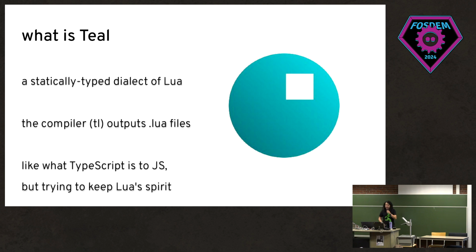Teal is a statically typed dialect of the Lua language. So if you know what TypeScript is to JavaScript, you can think it's the same. Teal is to Lua what TypeScript is to JavaScript, but let's not go too far with that analogy, because here we're trying to keep to Lua's spirit, which is a very minimal, a very tiny language, and I don't have the backing of Microsoft and hundreds of developers working on it as they do on TypeScript. But essentially we have a compiler, tl, that outputs Lua files.